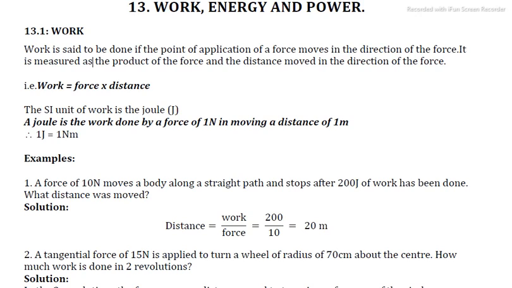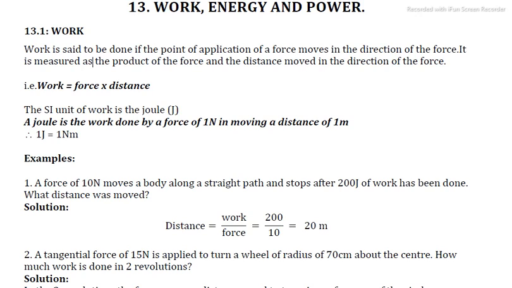In our examples, number 1 says a force of 10 newtons moves a body along a straight path and stops after 200 joules of work has been done. They want us to find the distance that was moved. For us to find the distance, we must first of all know what work was done and the force that was applied. We are lucky enough given this in the question. We are given the force and we are given the work.